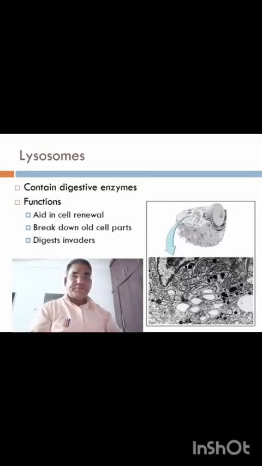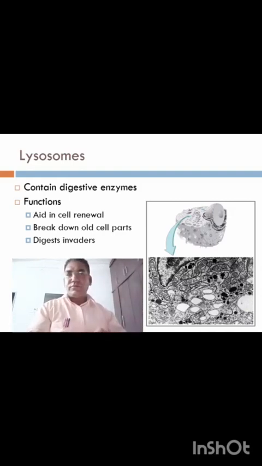Lysosomes. Lysosomes are simple bag-like structures which are filled with the digestive enzymes. They digest the material which enters into the cell. So we can say they digest foreign material which enters into the cell from outside.